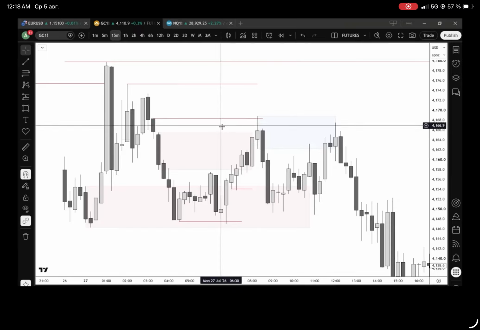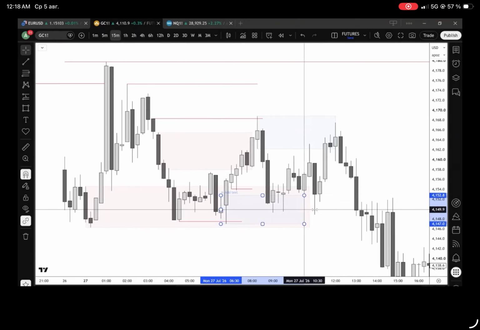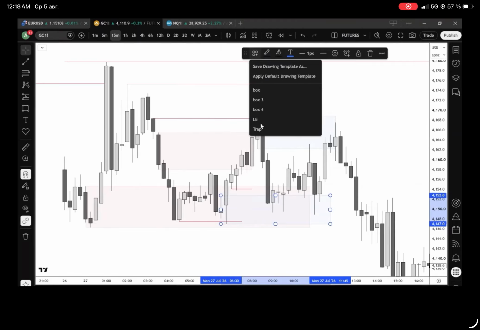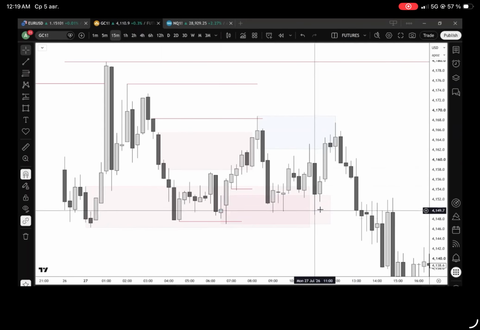Now, what am I waiting for next? I'm waiting for that reaction again. What has this move done? It's induced buyers to the upside. So I wait for price to come back down to the lows. And look at what we have here.